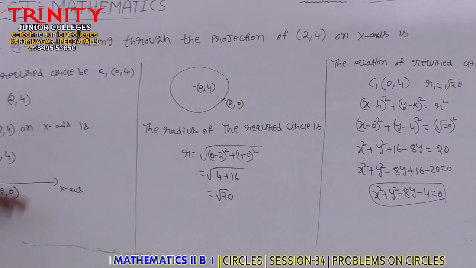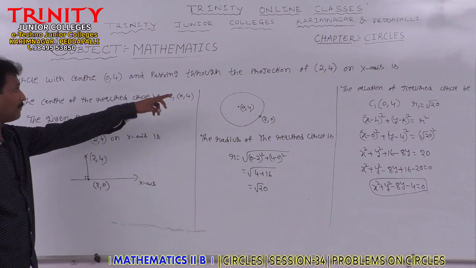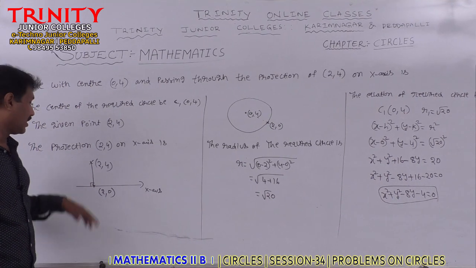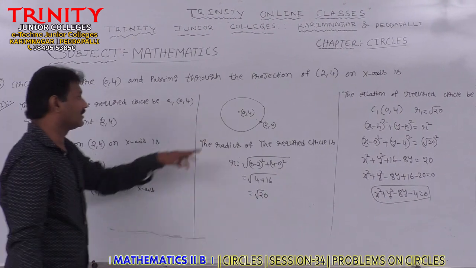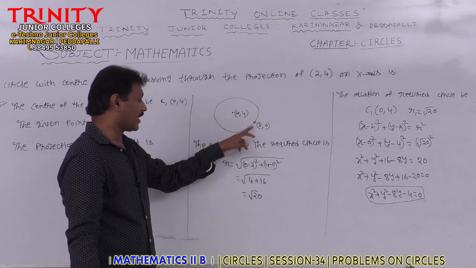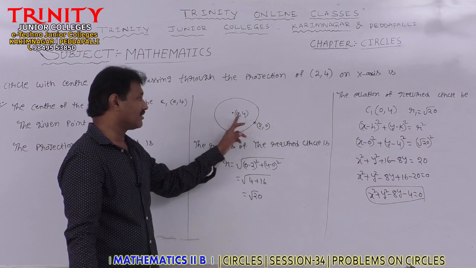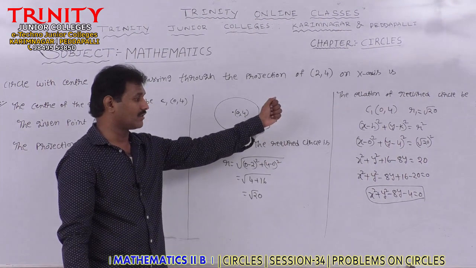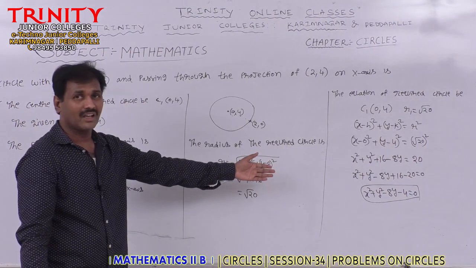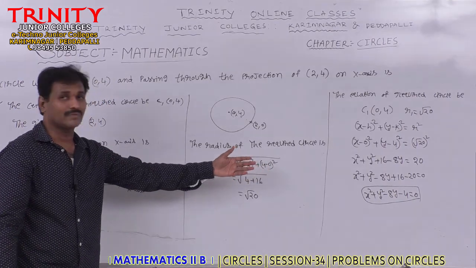The circle whose center is (0, 4) passes through the projection of (2, 4). We know that the projection of (2, 4) on the x-axis is (2, 0). The distance between these two points is the radius of the circle. Center is known, radius is known. The equation of the circle is x minus h whole square plus y minus k whole square equal to r square. Therefore, the required equation is x square plus y square minus 8y minus 4 equal to 0.